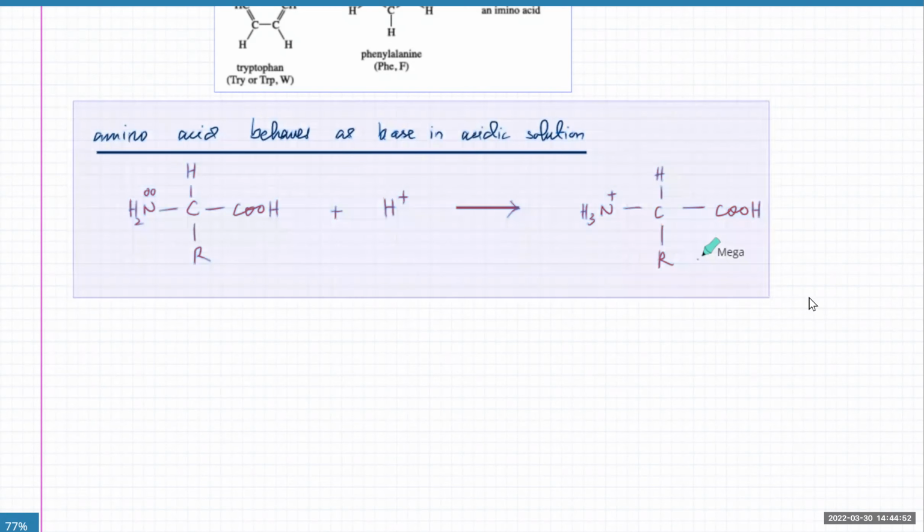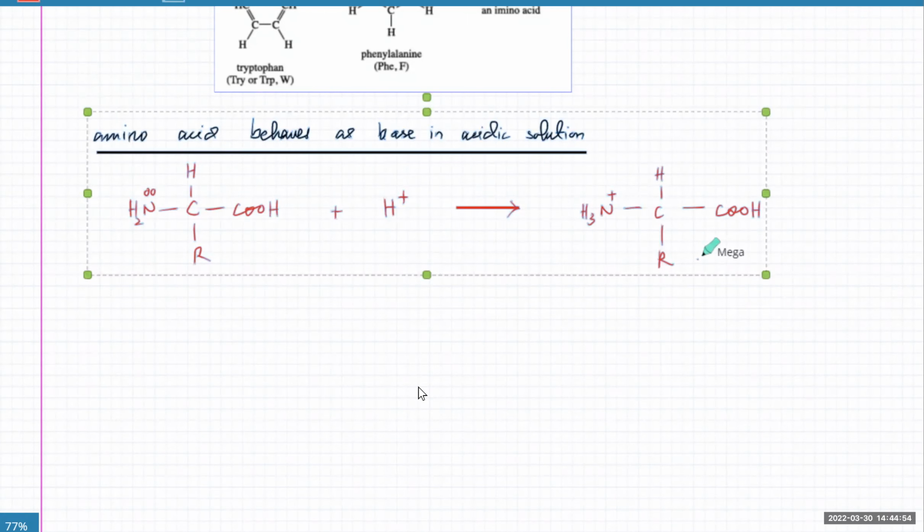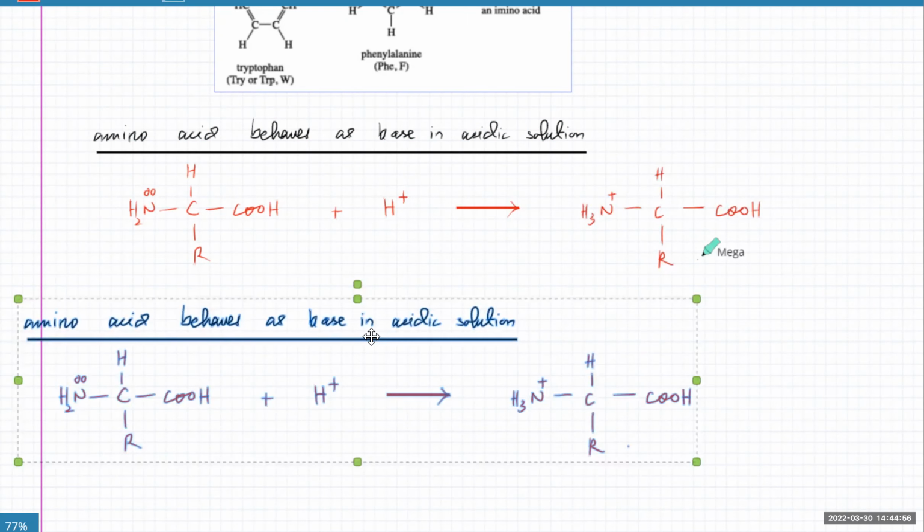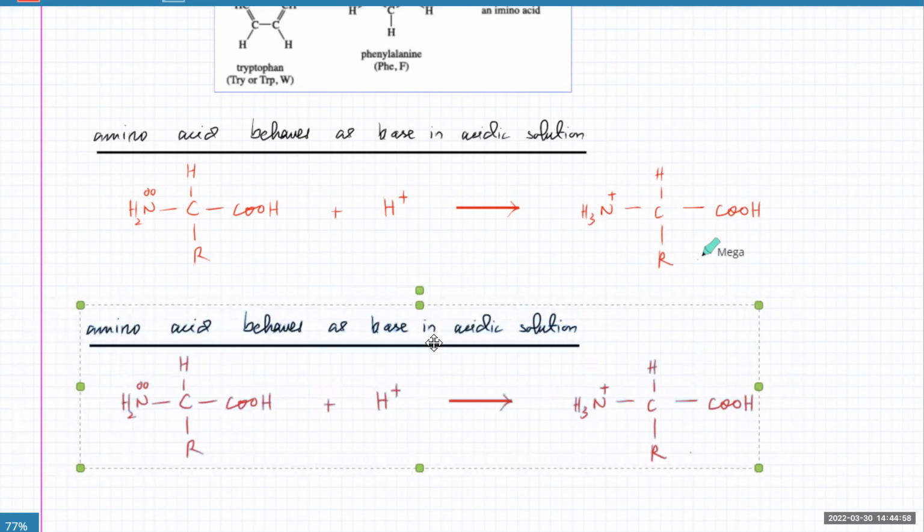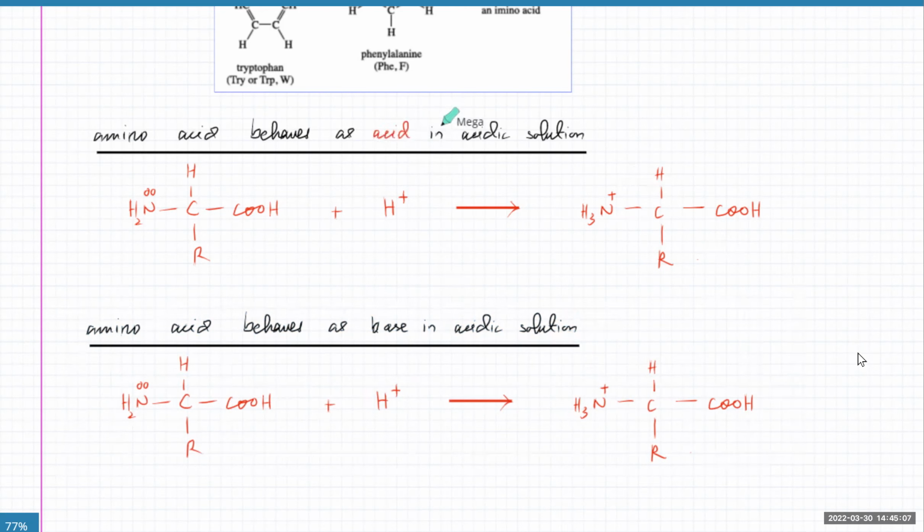Yes, sir. And then the opposite is, if you add an amino acid in a basic solution, then it would behave as an acid. So it's going to behave as an acid in a basic medium.